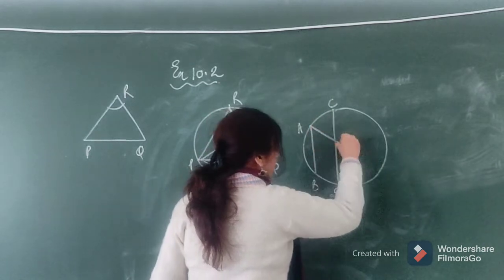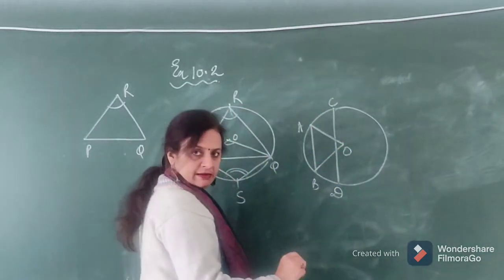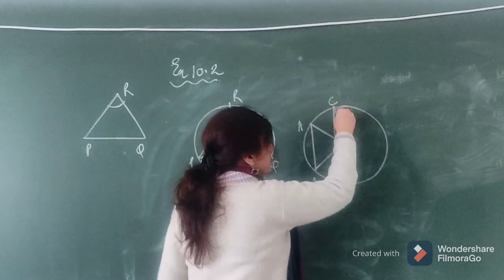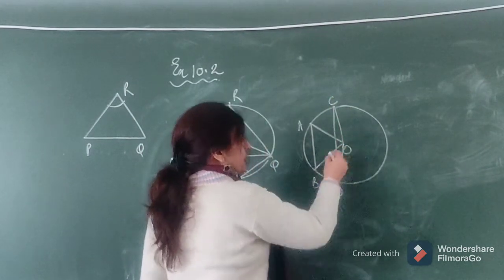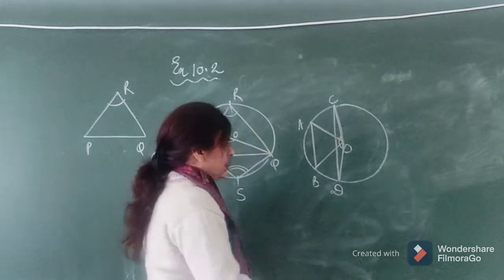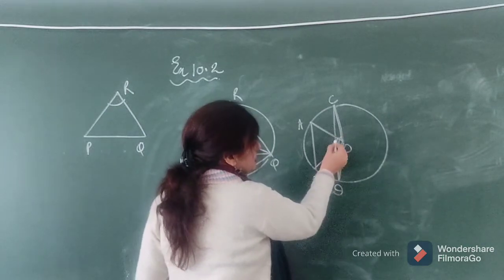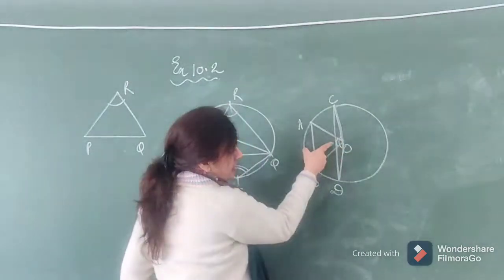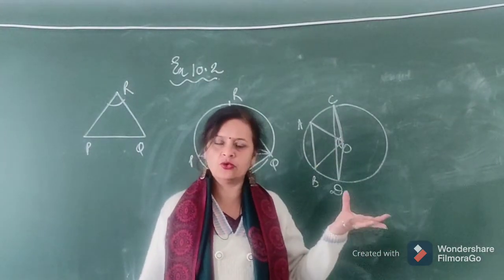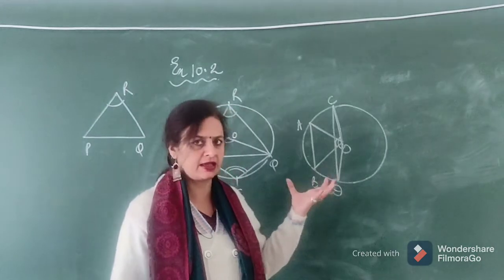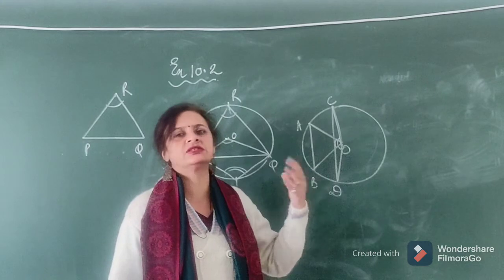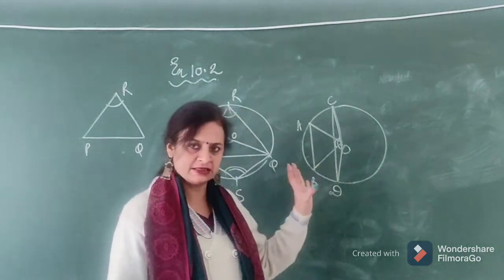And angle AOB is the central angle subtended by the smaller chord AB. And angle COD is the central angle subtended by the chord CD at the center. Now observe very carefully. This is the smaller central angle, and this is the bigger angle. So we can conclude that the longer the chord, the larger the central angle subtended by it. The smaller the chord, the smaller the central angle subtended by it at the center.